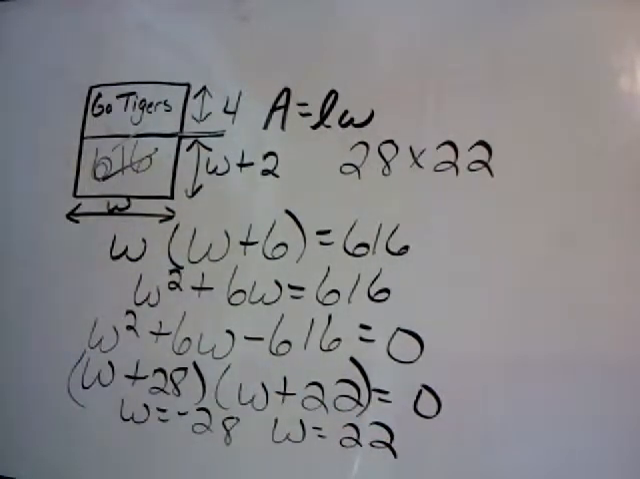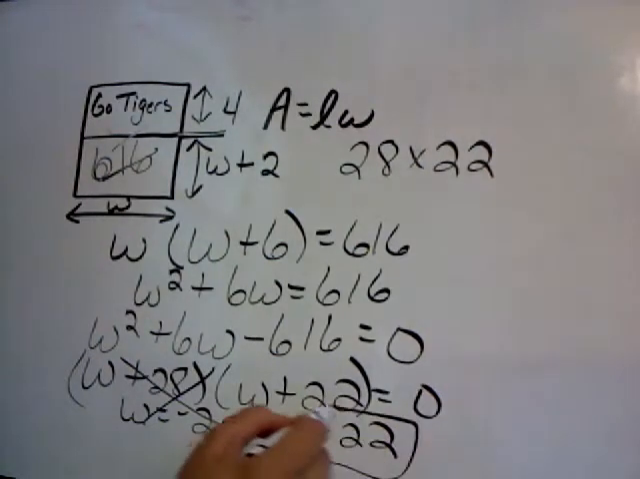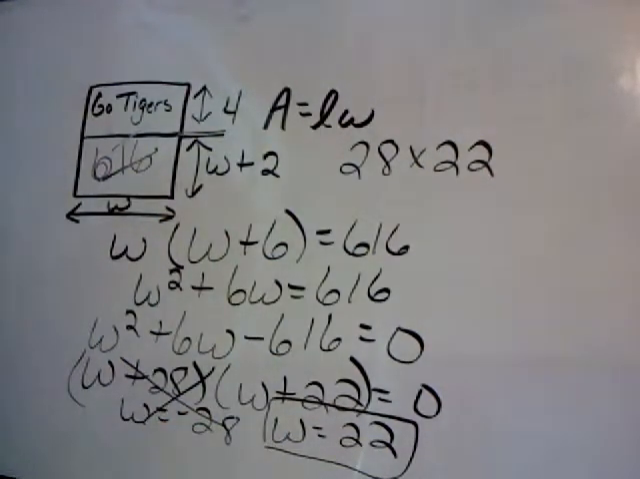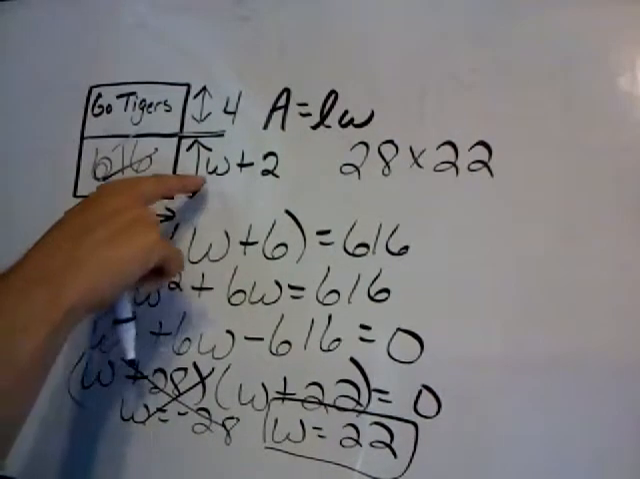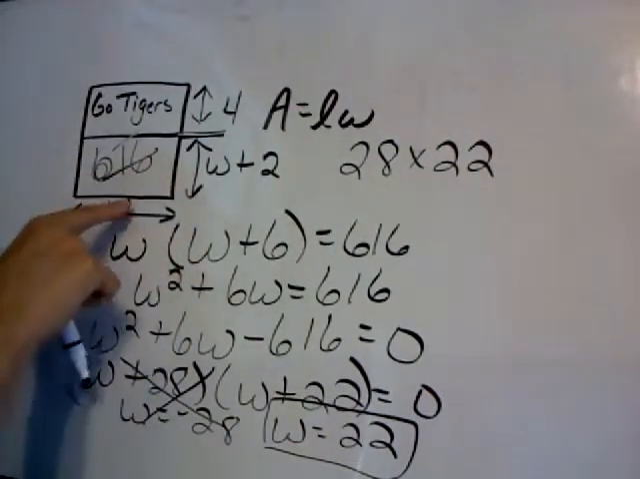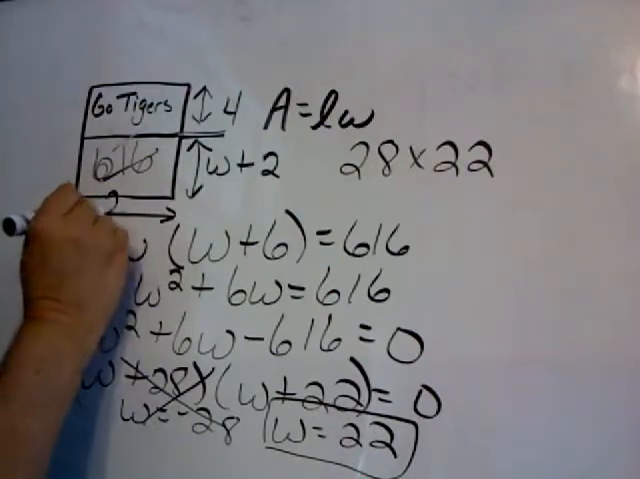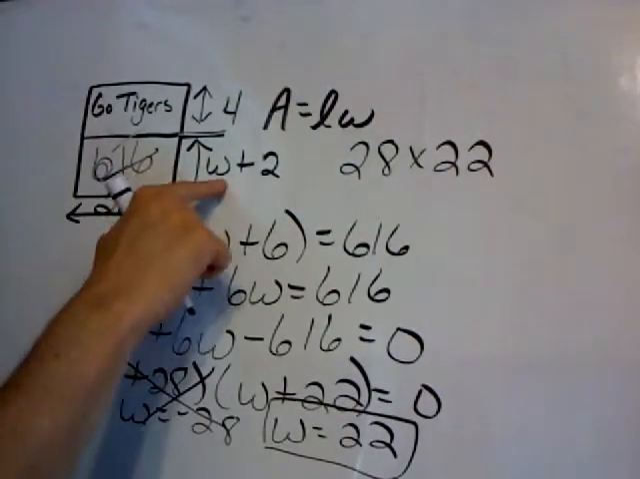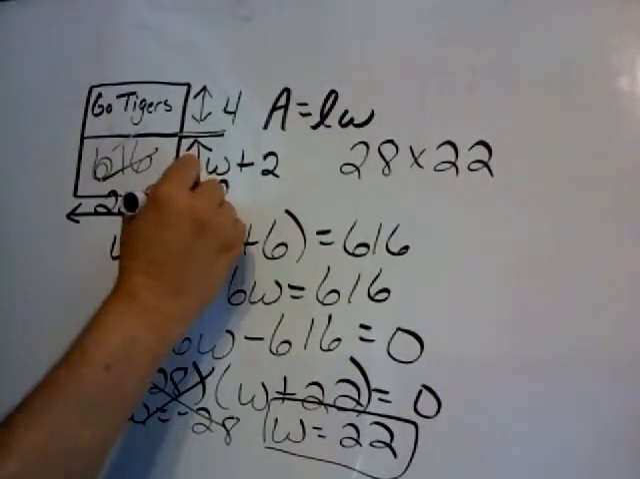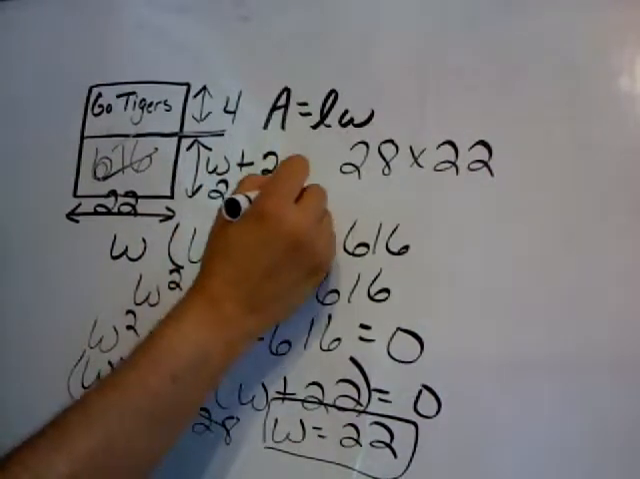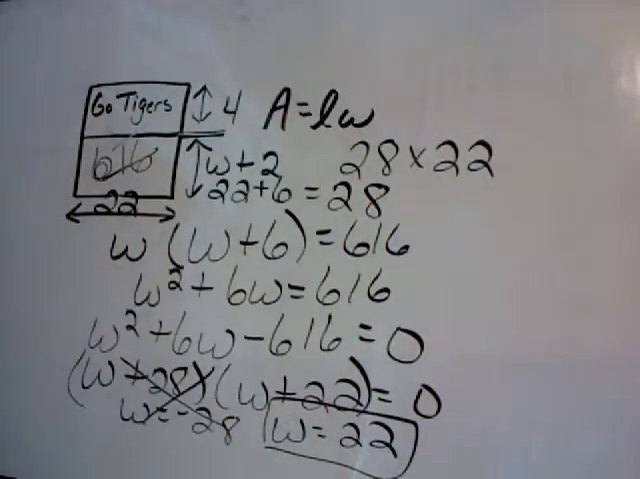Now, an important thing to remember when solving word problems is that length, width, any type of measurement, can never be negative. So the negative 28 is not our answer. Our answer is the positive number, which is 22. I can come back up here and plug this in, so now I know my width is 22, and the length is 22 plus 6, which gives me 28.